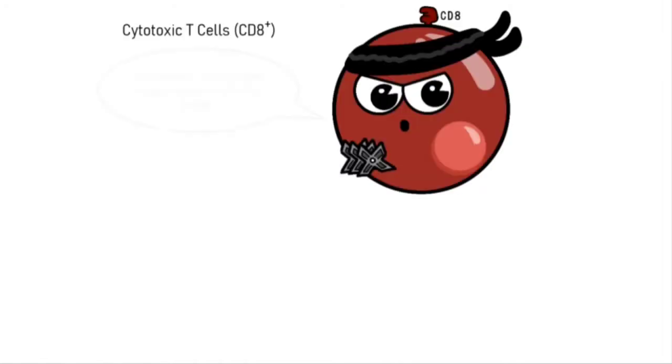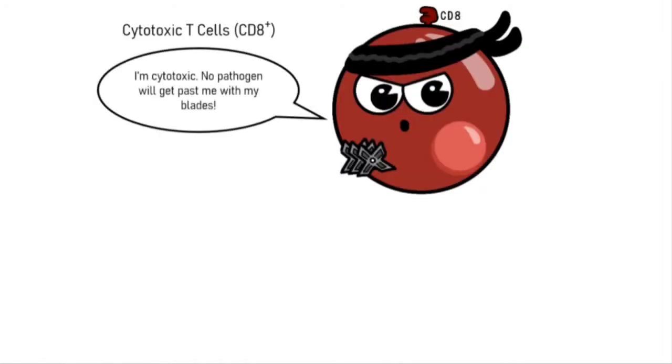When T cells undergo differentiation, they can differentiate into a few different types of T cells. Here we have a cytotoxic T cell, which is also known as CD8+. These cells focus on killing off cells that are considered foreign in the body. They are like ninjas, showing no mercy to these foreign invaders.